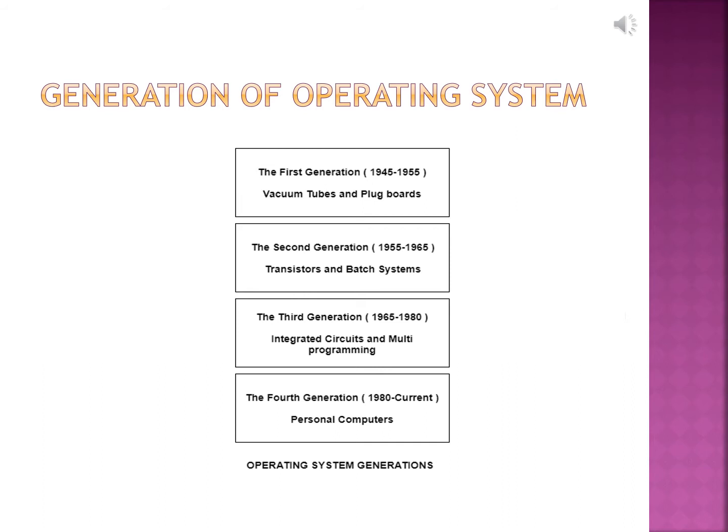Now we will discuss the generations of operating system. There are four generations in this operating system. The first generation is vacuum tubes and plug boards. The second generation, transistors and batch systems. In third generation, there is integrated circuit and multiprogramming. And the last, the fourth generation, we use personal computers.